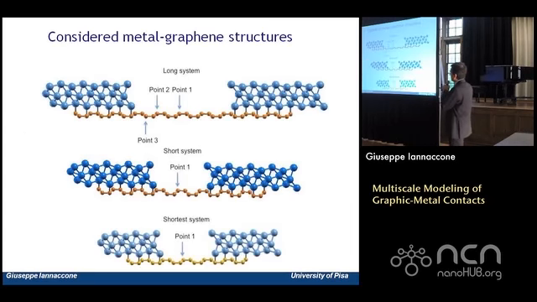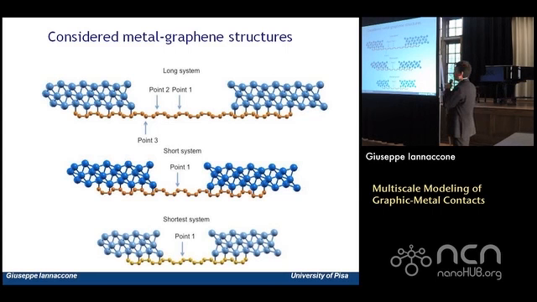We also consider more than one geometry, in particular the first 2 here. We call the first a long structure and the second a short structure. The only difference is the separation between the 2 metal regions. And we will show that this has relevance.